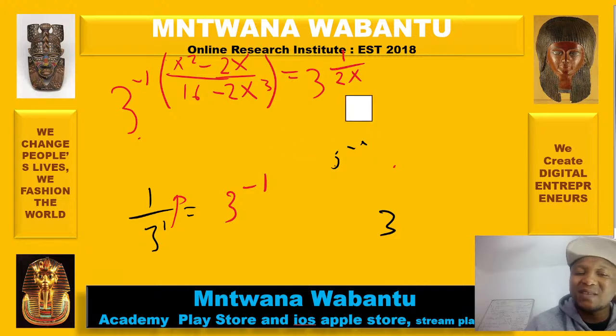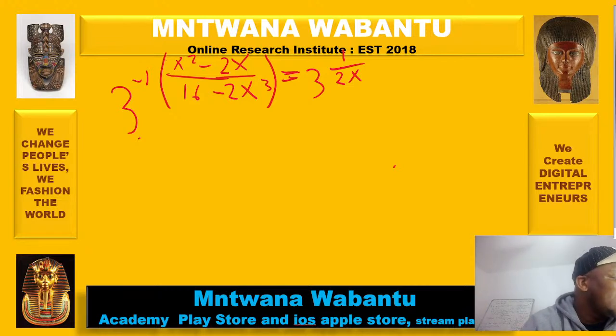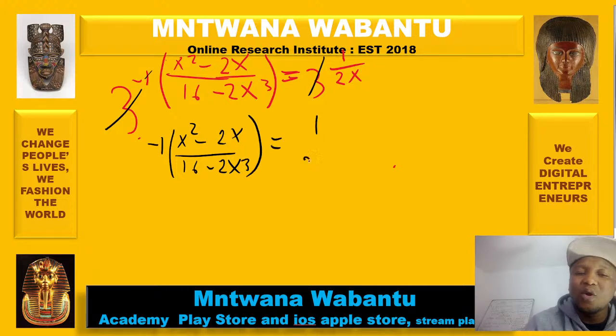So the bases are the same, and since the bases are the same, and there's an equal sign, I'm going to simply cancel this base, and then let me deal with the raise, the powers. So what is the power? The power is negative 1 bracket x squared minus 2x over 16 minus 2x cubed equal to 1 over 2x.